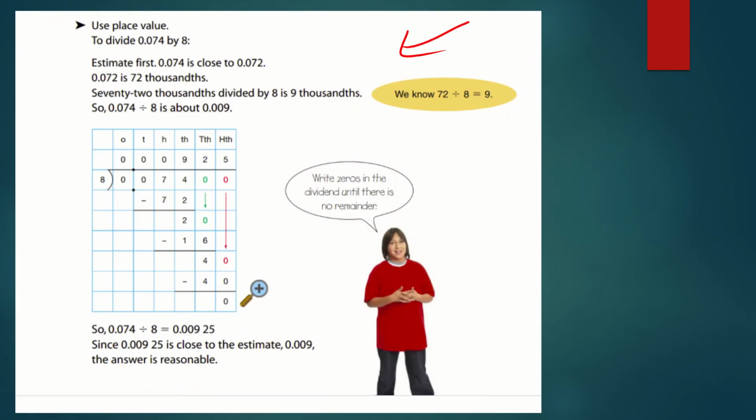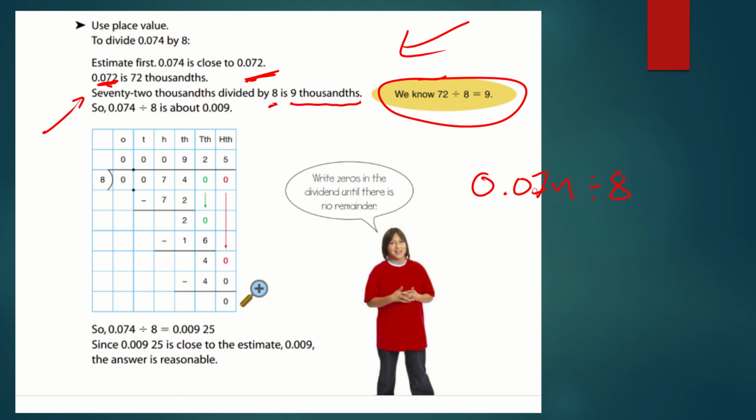Okay, so the second strategy that they're going to teach you, and there's a couple here, is to divide 0.074 by 8. What they did first was they estimated that 0.074 is close to 0.072. The reason they did that, guys, is because 8 goes into 72 equally. So 0.072 is 72 thousandths. If we divide 72 thousandths by 8, we're going to get 9 thousandths. We always look at the place value. So here, 0.074 divided by 8 is close to 0.009.